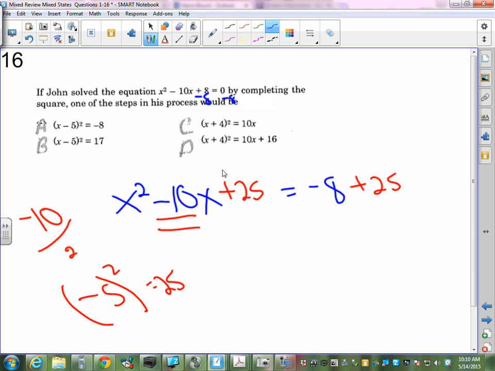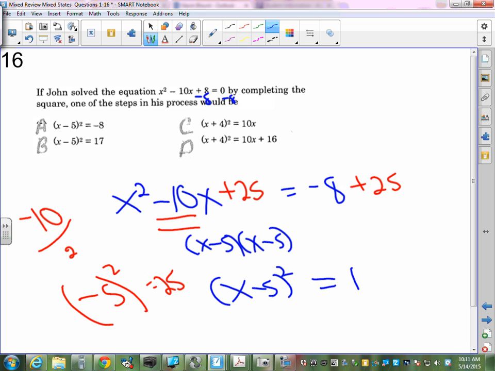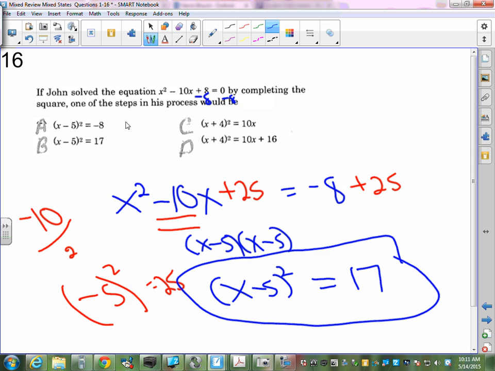Now we factor this side. What multiplies to give you positive 25 and adds to give you negative 10? Negative 5, negative 5, or x minus 5 squared. And then what's negative 8 plus 25? Okay, so looking at the answer choices, that would be choice B.